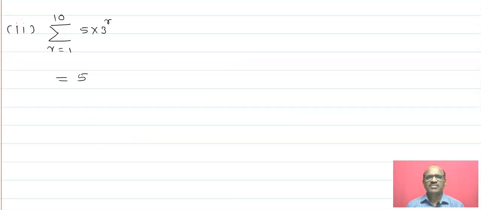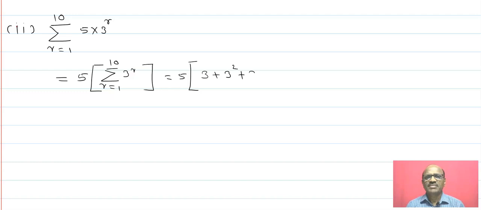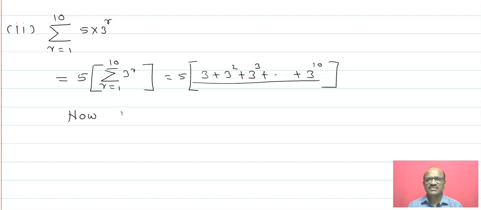Now next is summation r equals 1 to 10 of 5 into 3 raised to r. Again 5 is a constant. Therefore again it is summation r equals 1 to 10 of 3 raised to r. Again in the bracket you will get 3 plus 3 square plus 3 raised to 3 and so on up to 3 raised to 10. Again here a is equal to 3, r is also equal to 3. Again it is a geometric progression, and therefore the sum is written in this manner: a equals 3, r is also equal to 3.